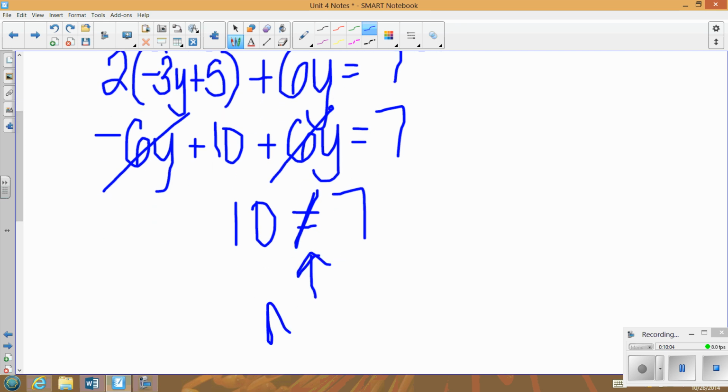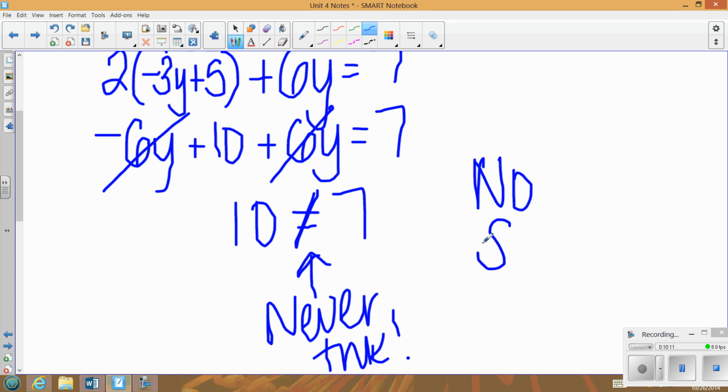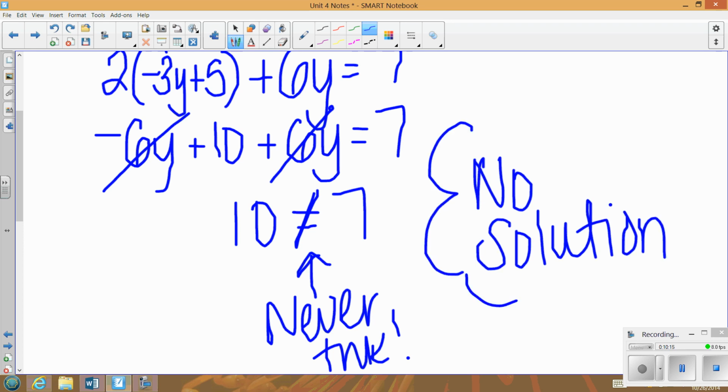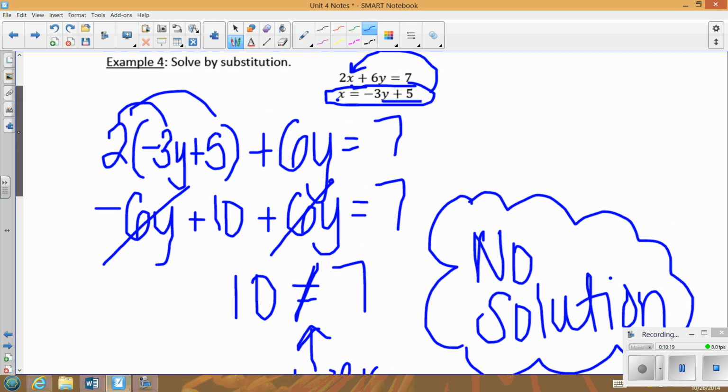So this is never true. So that means if we get something that can never work, that means there's no solutions. These lines would never cross because you're getting something that can never happen, which means the lines will never cross to create a solution.